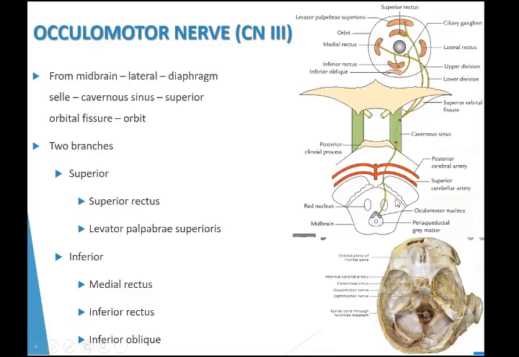Okay, now this nerve arises in the midbrain. Where in the midbrain? Lateral to the diaphragma sellae. Then it enters the cavernous sinus, the lateral wall of the cavernous sinus. I taught you the cavernous sinus and told you about the structures lying in it. This is the midbrain, and this is the pons of the brain stem, midbrain and pons.